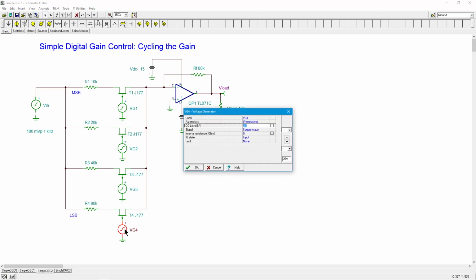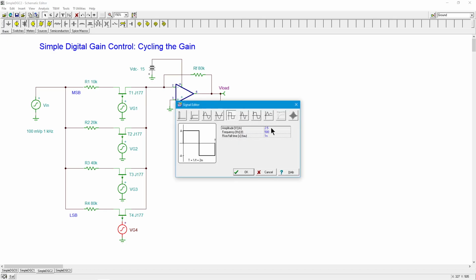Okay, so if we look at this one, this is the least significant bit. I want to change this one really fast because I want to count 0, 1, 2, 3, 4, 5, 6 automatically. So I'm putting in a square wave, right? It's sitting on a DC offset of 2.5 volts, and it's a 2.5 volt peak. So it's going to go from 0 to 5 volts, right? And this is sitting at 500 hertz.